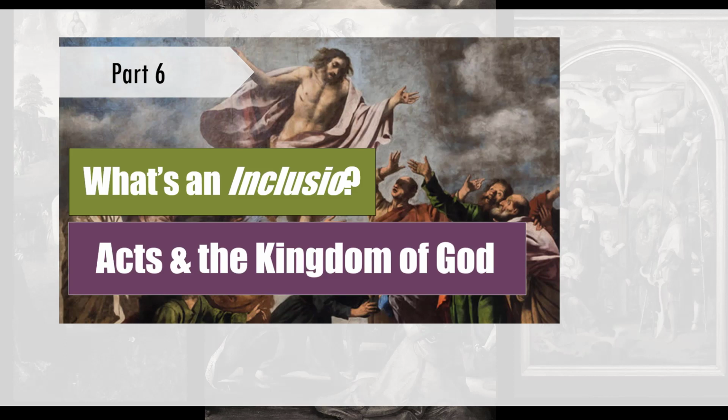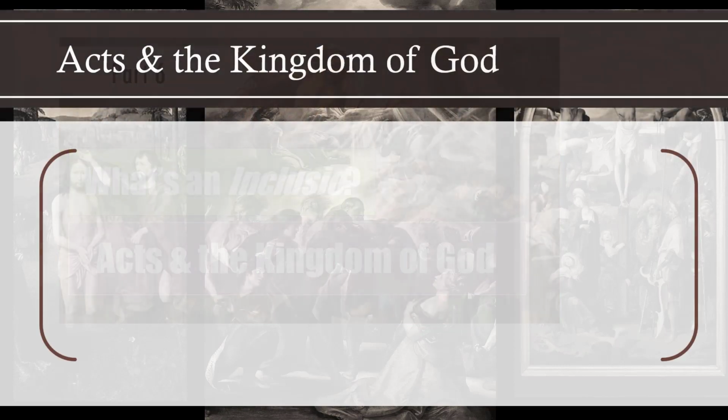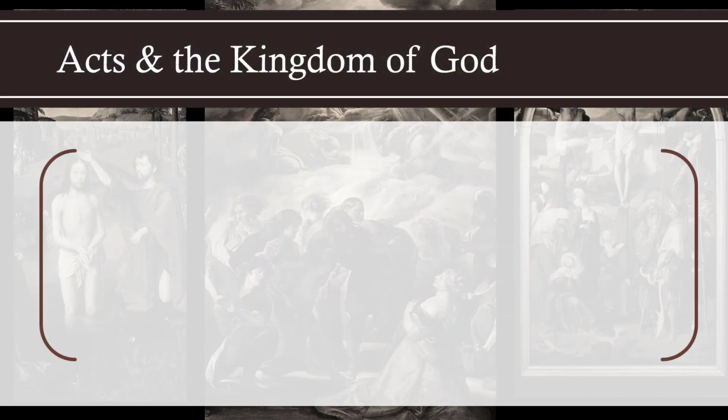So Inclusio is a literary technique, and it creates a set of bookends within the writing. The author is strategically positioning the central concept of his writing at both the beginning and the end of the work, and that could be a chapter, it could be the entire book. And he's basically saying that everything in between supports this conclusion.